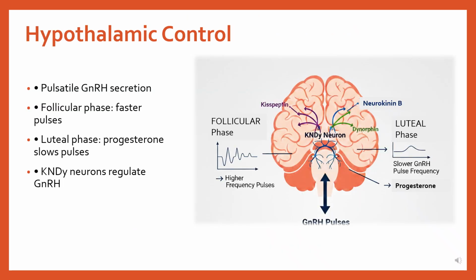The hypothalamus regulates the menstrual cycle through pulsatile secretion of GnRH. The frequency and amplitude of these pulses vary across the cycle. During the follicular phase, faster GnRH pulses favor LH synthesis, while during the luteal phase, progesterone slows GnRH pulse frequency. Recent understanding highlights the role of KNDY neurons, which integrate metabolic, stress, and hormonal signals to regulate GnRH pulsatility, explaining conditions like functional hypothalamic amenorrhea.